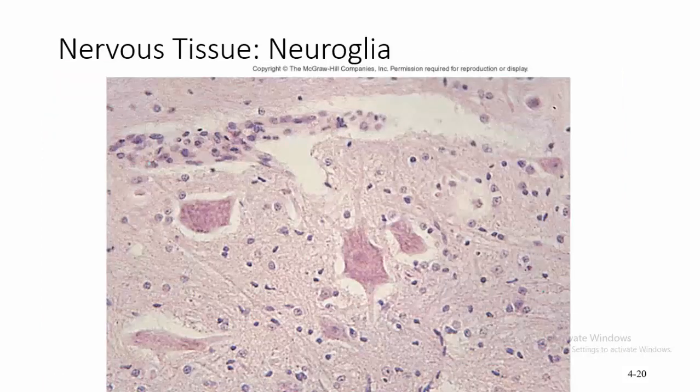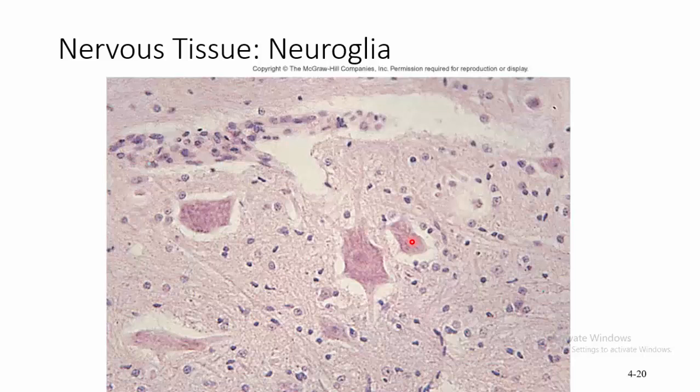Now we come to the neuroglia. The neuroglia are all these little cells, all the dark things, okay? And then you can see some neurons here. There's a neuron, there's a neuron, there's a neuron. All the rest of them are glial cells, almost 100 times as many glial cells. And what they do is they help to support the neurons, which conduct the action potential, send the message.